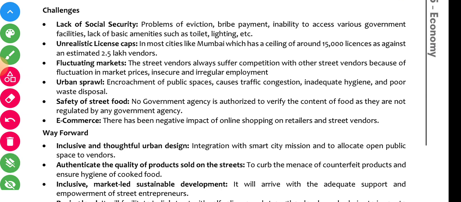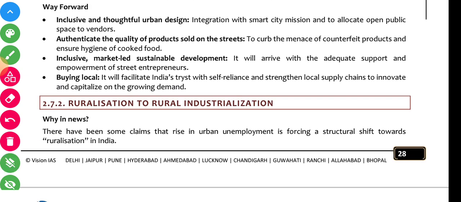Challenges of the street vendor: lack of social security, unrealistic license caps, fluctuating markets, urban sprawl, safety of street food, e-commerce. What is the way forward? Inclusive and thoughtful urban design, authenticate the quality of products sold on the streets, inclusive market-led sustainable development, buying local. So these are the way forward related to PM Swanidhi or the street vendor scheme.